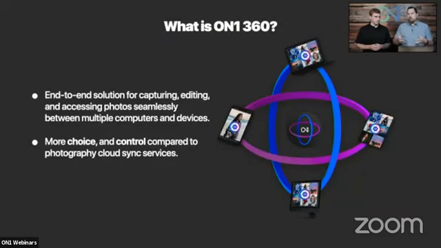And then marrying those two together, the third leg of that tripod, if you will, is the ON1 360 service. 360 is a cloud service that allows you to view and edit those photos across all of your devices. It's kind of the glue that puts everything together.